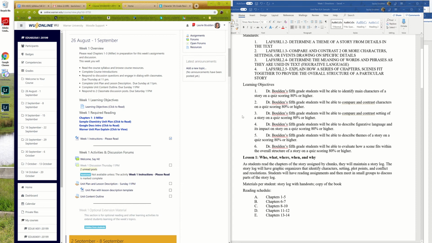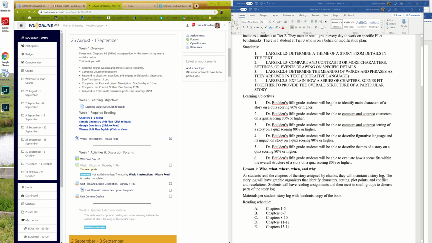You need to have a minimum of 6. So the first one, the proper format. This is the ABCD format: audience, behavior, condition, and degree of mastery. So Dr. Bolden's 5th grade students will be able to identify main characters of a story on a quiz scoring 80% or higher. This course is about assessment, and we're developing assessment. So everything I'm doing is going to be quizzes. Okay, so you need to get with that mindset.